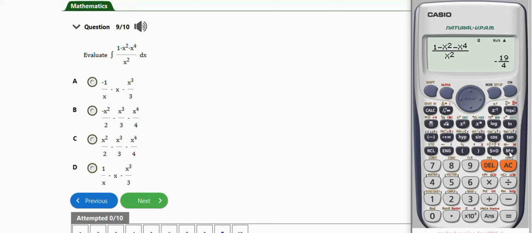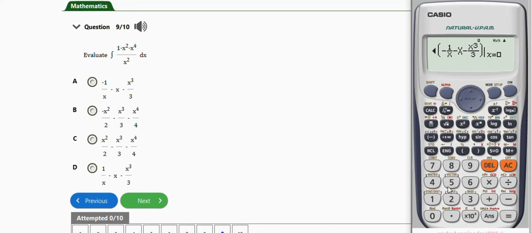Okay, very important. So let's begin with option A. Let's differentiate option A. Press shift and this button. So we have in fraction, minus 1 over x, then we have minus x, then we have minus in fraction again x cubed over 3. So the bracket is balanced.